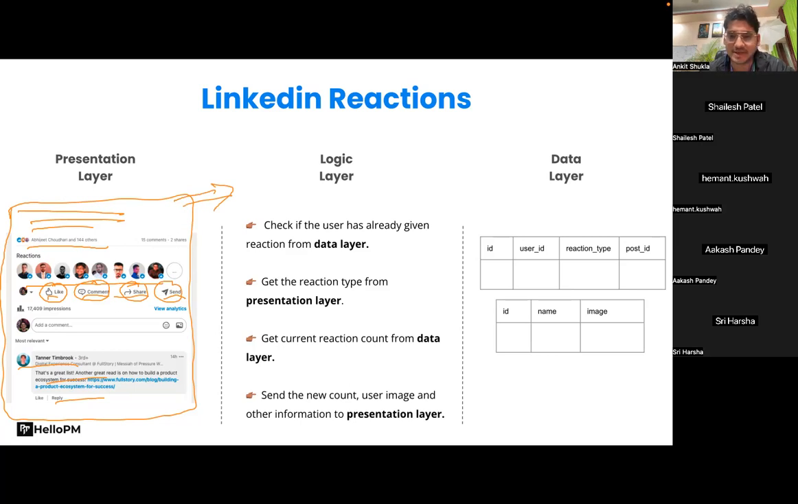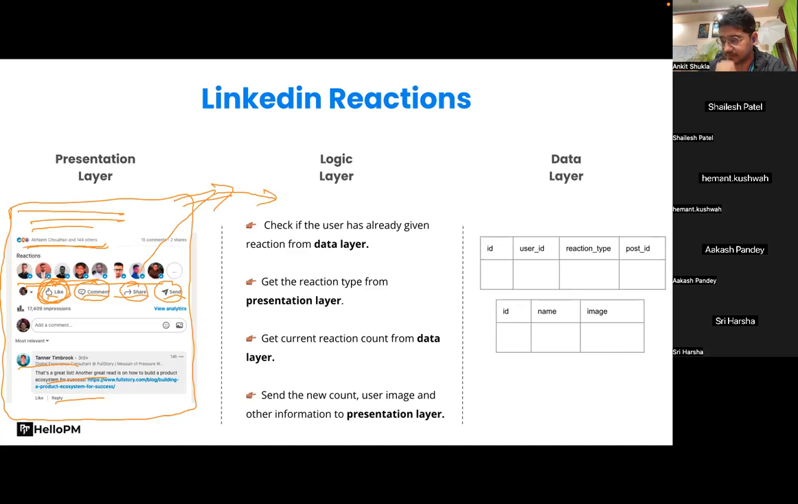So for example, you are looking at a status update on LinkedIn and you have clicked on the like button. What will happen after that? The presentation layer's work is done. It has shown you the comments, the post, and the number of likes that are already there. Now you have made an interaction and clicked on the like button. So now what will happen? After this, the control will go to the logic layer.